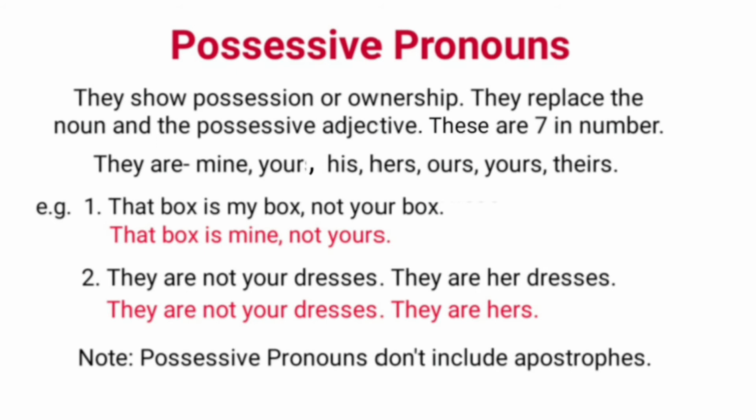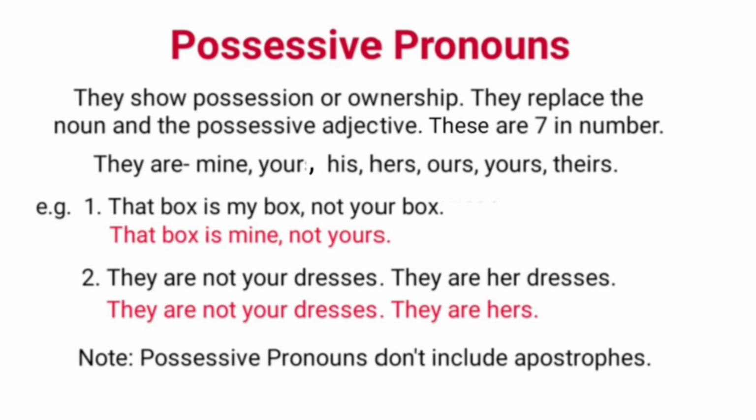For example, that box is my box, not your box. Though this sentence is correct, it doesn't look natural. To make it natural, we'll write, that box is mine, not yours. Here we have replaced your box by yours. Here, box is a noun and your is a possessive adjective. Both of them are replaced by a possessive pronoun, yours.